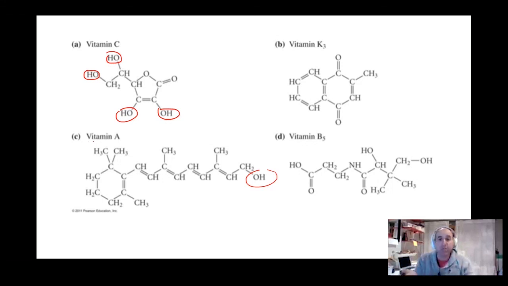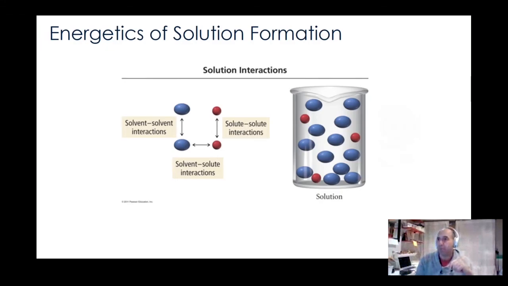It's a fat-soluble vitamin. The same is true for vitamin K, where it's nonpolar because these two dipoles cancel each other out, and the bulk of the molecule is nonpolar. Vitamin B5, you can see there's NHs and OHs sticking out everywhere. And so this one also is soluble in water. So the idea is you want to have a match in IMFs between the solute and the solvent. And if that's the case, then we're likely to see a solution form. They're likely to be miscible.